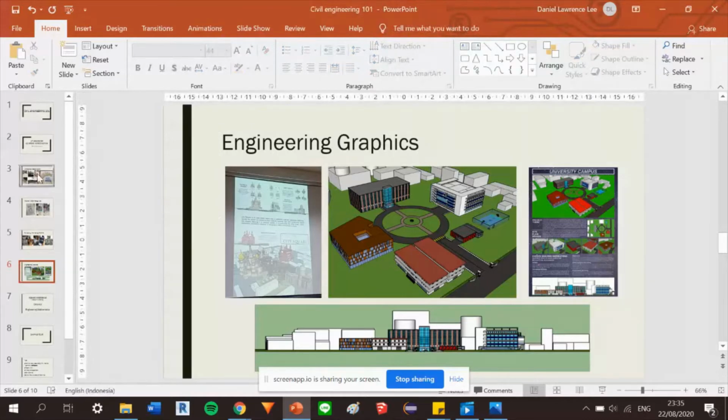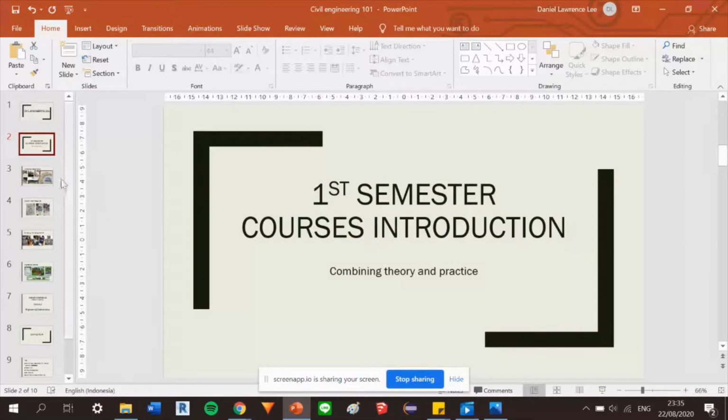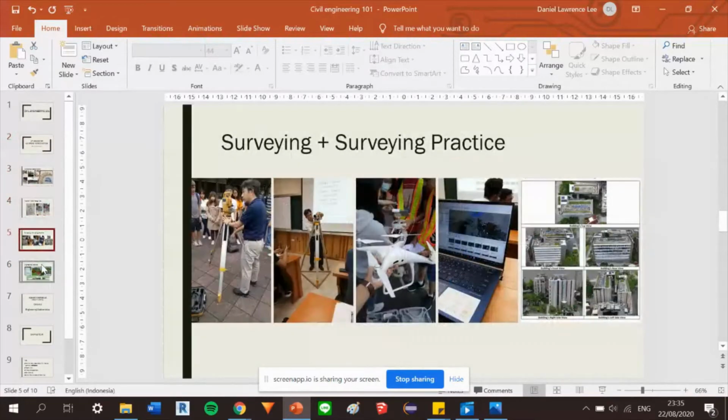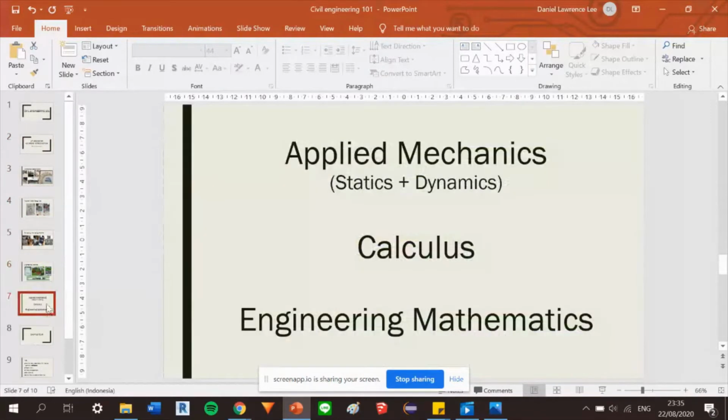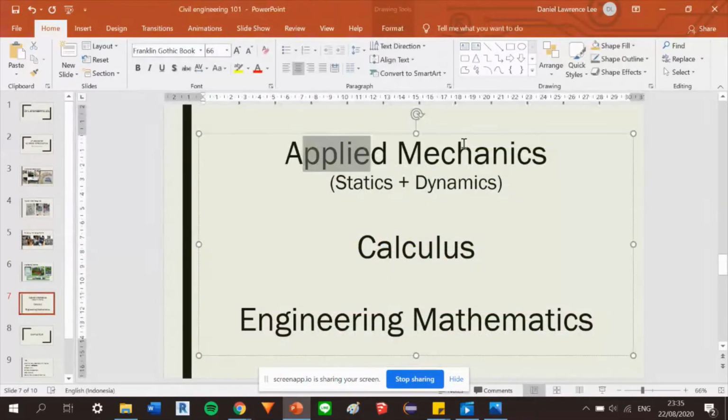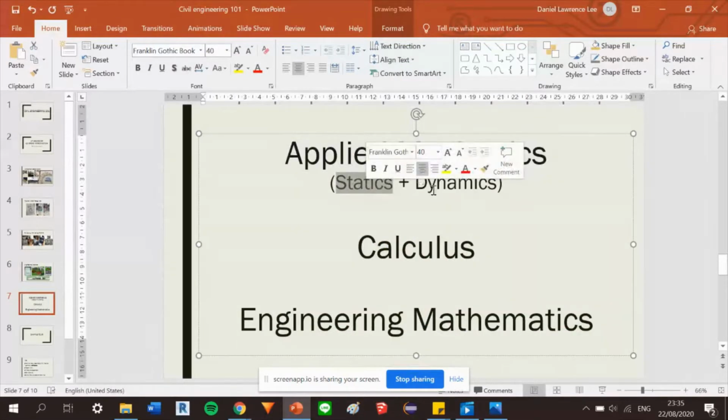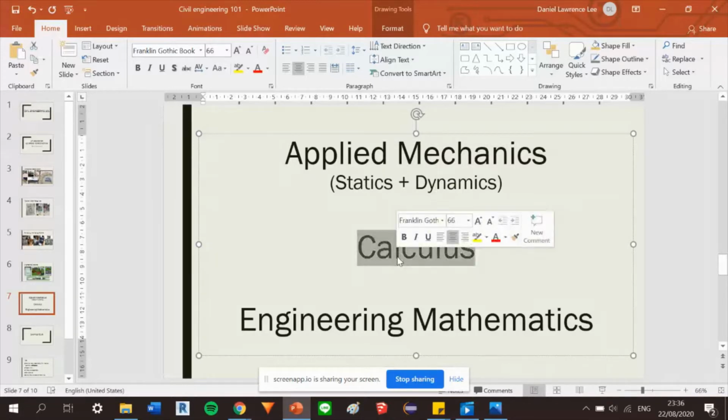And then these are basically the practical ones, and then there will also be the theoretical ones, the basic fundamental stuff you need to know. First of all, it's Applied Mechanics, which consists of statics and dynamics. It's basically measuring the forces, the moments, and how things interact with each other, and it's very important in civil engineering. And then the next one is calculus.